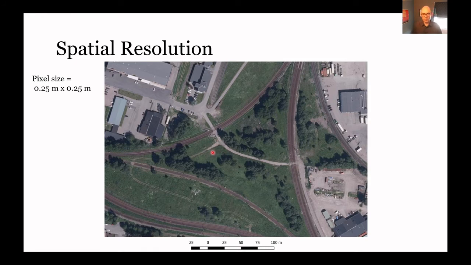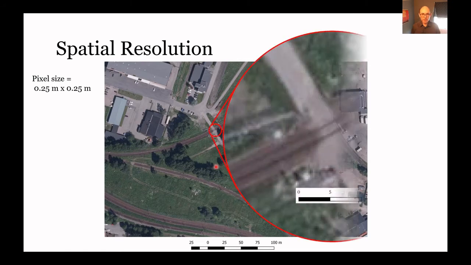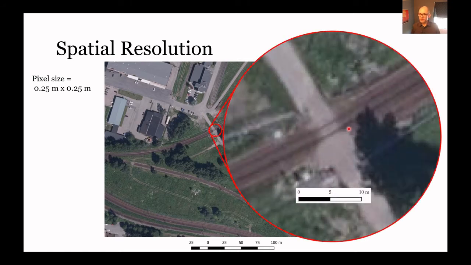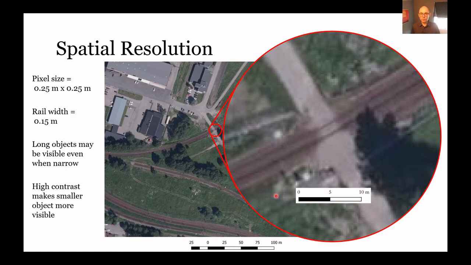And I think most of us can probably make out the railway lines here, each individual rail. That's interesting. We can see those. Pixel size, as I said, is 0.25 meters by 0.25 meters. And we zoom in there, and definitely, yep, we can see these rails. Well, the rail is 0.15 meters wide. The width of any particular rail is 0.15 meters. So how are we seeing something that's smaller than the pixel size?